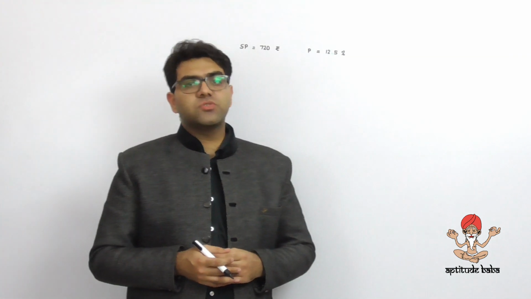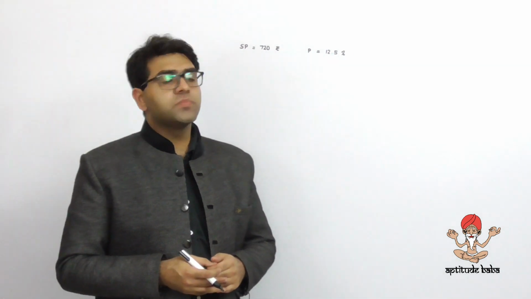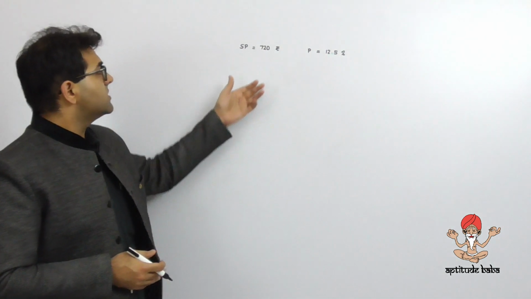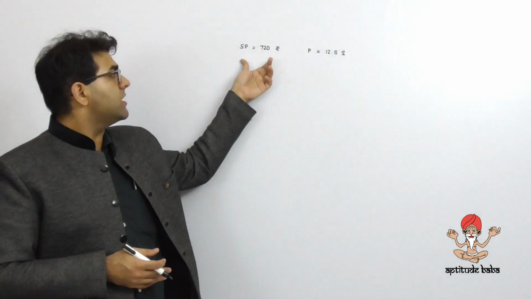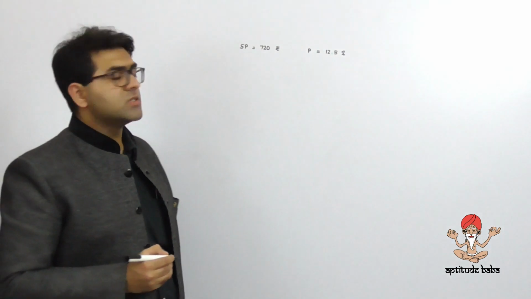ये एक ऐसा एग्जाम्पल है जिसको हम ऑलरेडी 3 अलग अलग मेथड से कर चुके हैं. Let us try solving this example using the concept of multiplying factor. As far as this question is concerned, selling price has been given to me as 720 while the profit has been given to me as 12.5%.